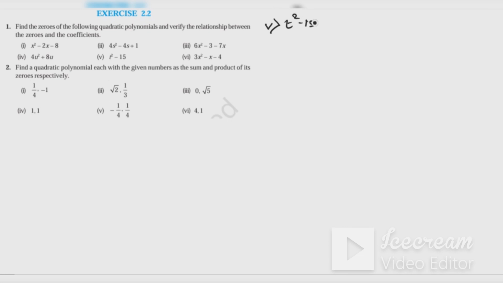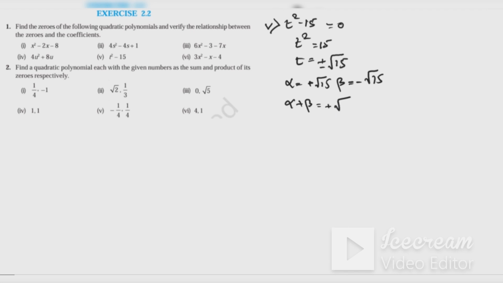So, question number 5. t square minus 15. Now, if I take t square minus 15 to be 0, what are the factors? t square is equal to 15. So, what is the value of t? Plus and minus root 15. So, these are the factors. So, alpha will be plus root 15 and beta will be minus root 15. So, what is alpha plus beta? Plus root 15 minus root 15 is 0.